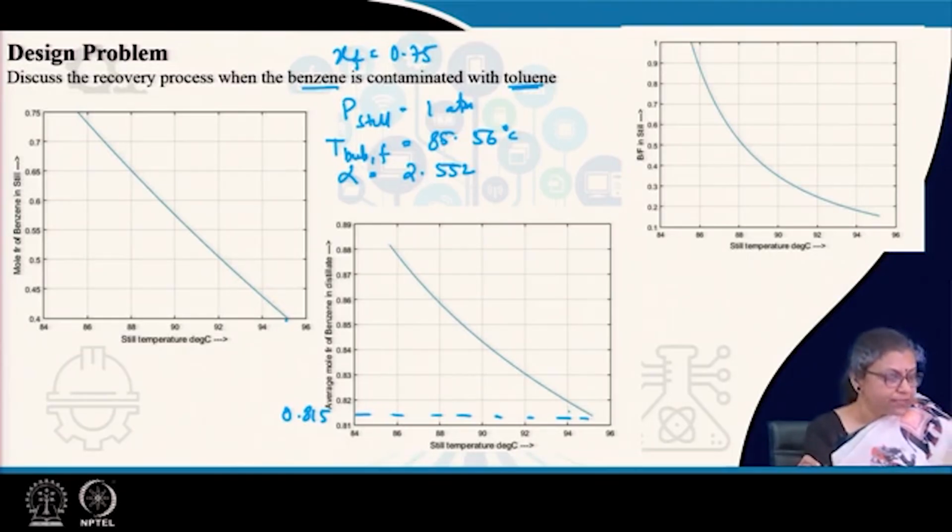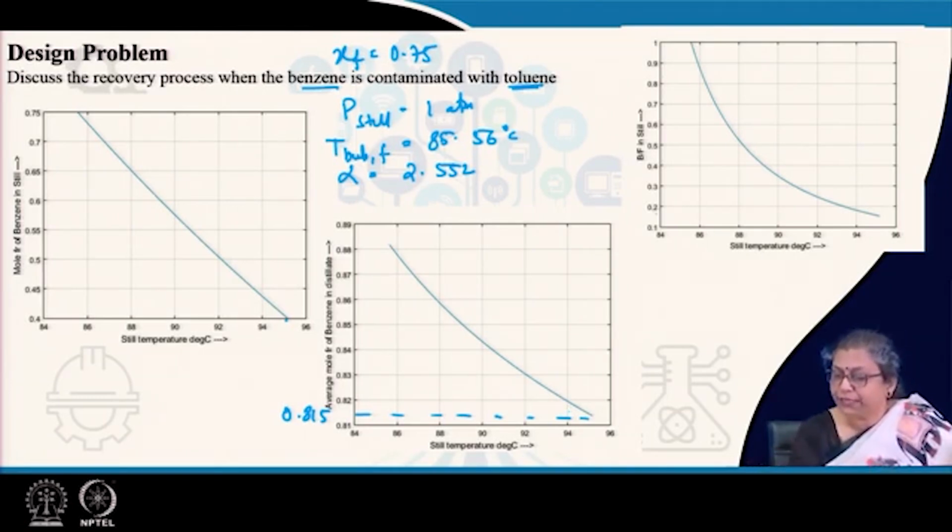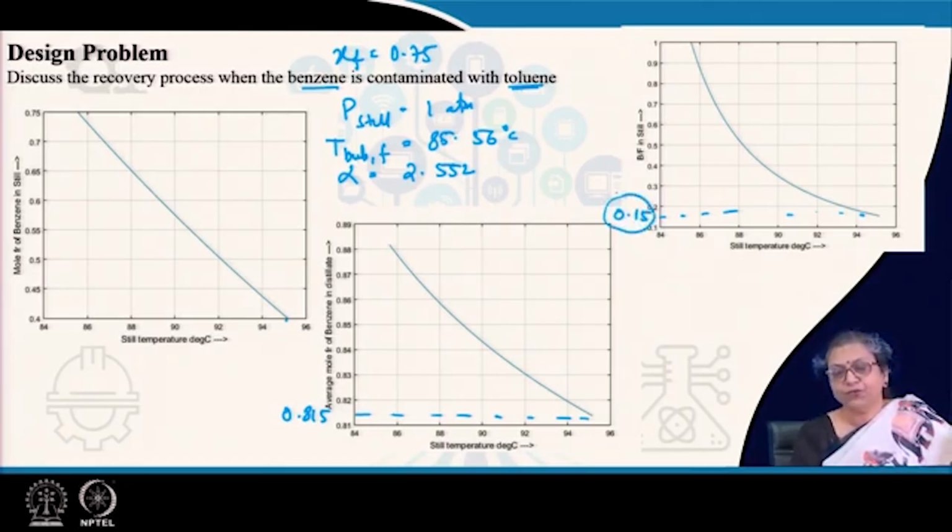So, therefore, this suggests that for this particular case, one more thing important, you will find that the B by F in this case is also around 0.15, which is a bit low. So this suggests that when benzene is contaminated with toluene, when the alphas are not very far off, rather not much higher than 3, in that particular case the single stage is not a very good option.